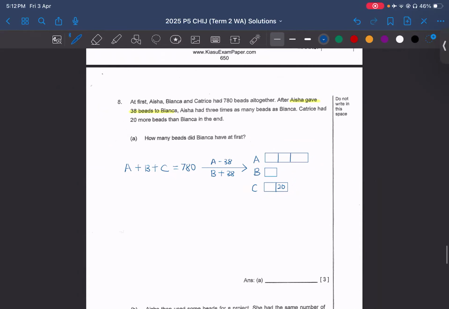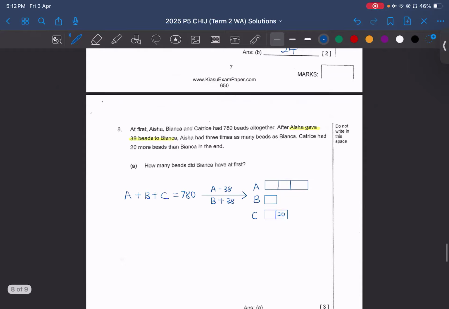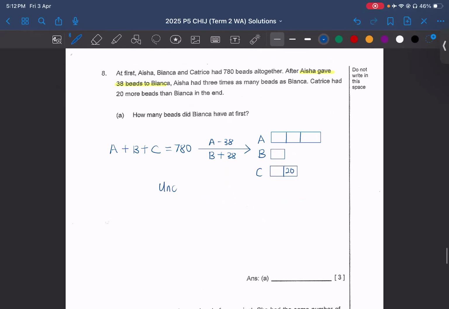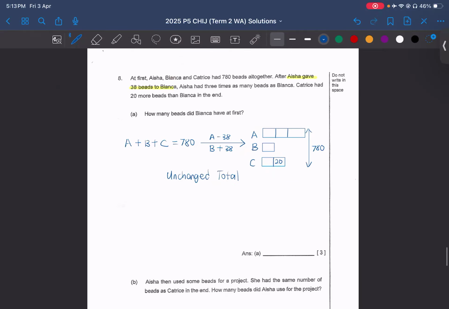So what you should do next is to try to understand the question better and figure out what kind of transfer this is. In this case, Aisha gave to Bianca, so it's a case of internal transfer. Because Aisha minus 38 and Bianca plus 38, the total remains unchanged. So it is an unchanged total question. Our total at first is 780, so what we have left at the end is also 780 as well.